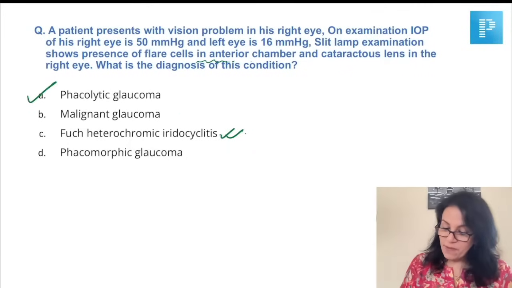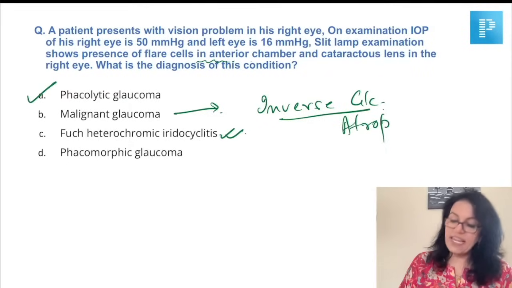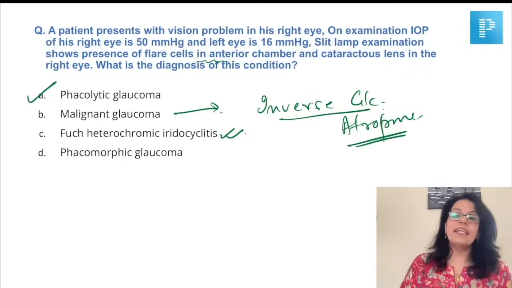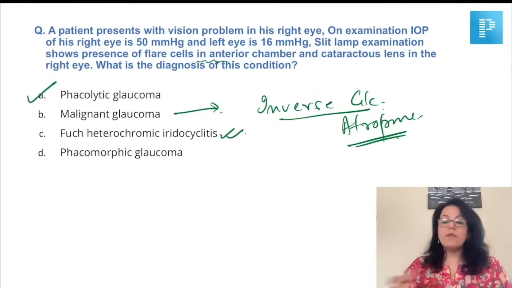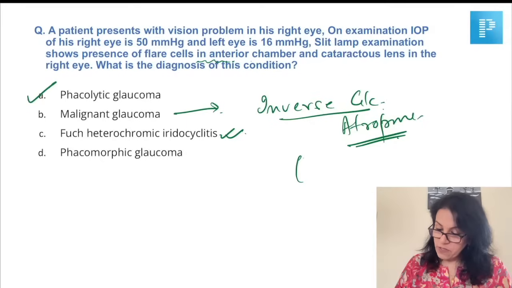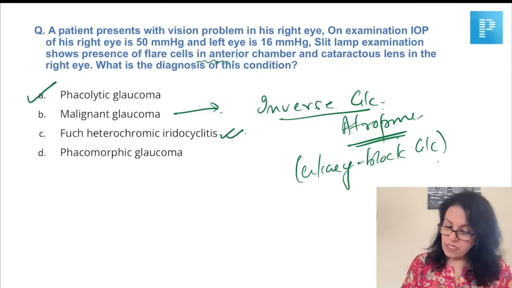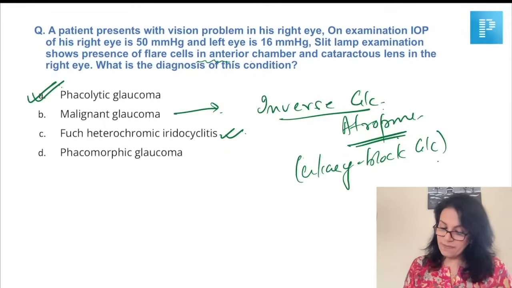And I hope you all remember, what did we study about this? This is also called inverse glaucoma. Why do you call it inverse? Because we treat it with atropine. What is atropine doing? Atropine is dilating the ciliary ring and helping to open the block, that is ciliary block glaucoma. Correct? I think this is okay with you all, right? So that is the reason, if you look at all these findings, we will go more towards phacolytic glaucoma. Okay?